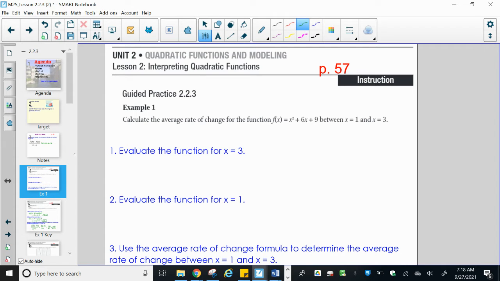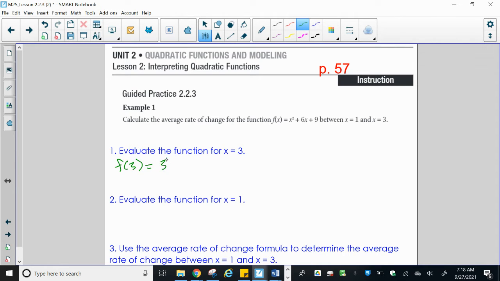So on page 57, example 1, it says calculate the average rate of change for the function f of x equals x squared plus 6x plus 9 between x equals 1 and x equals 3. So they're giving us our two x values. We currently do not have any y values. That'll be our first step, is to find our two ordered pairs by substituting in and evaluating for the x values they gave us. So let's first find f of 3 by putting in 3 for x.